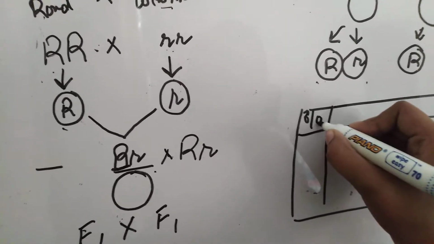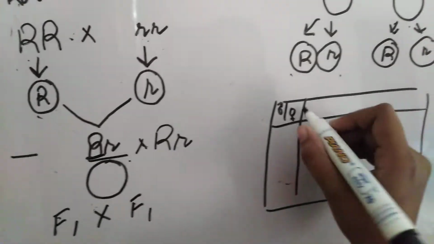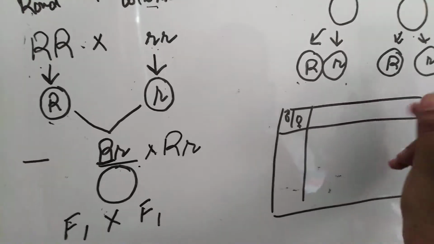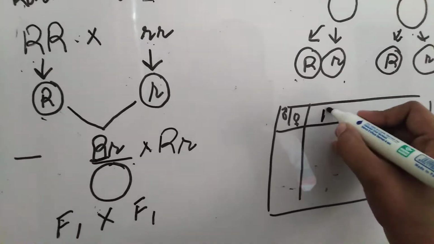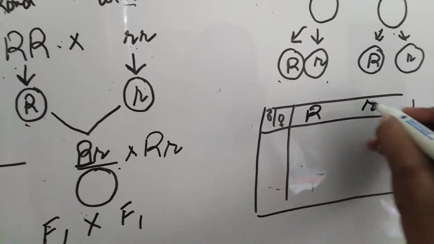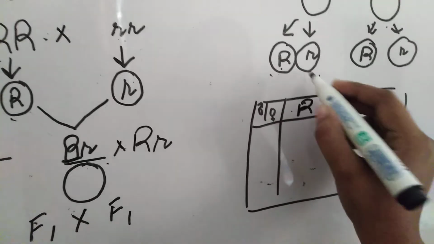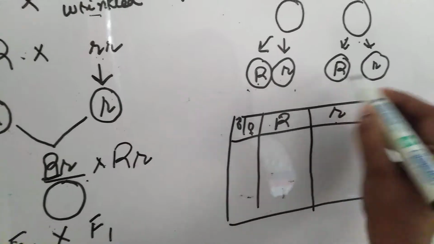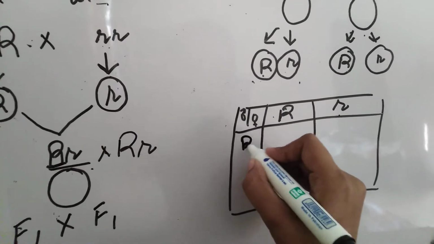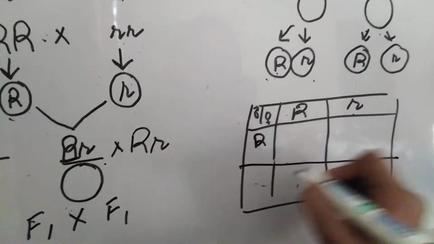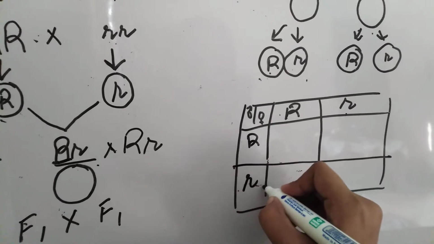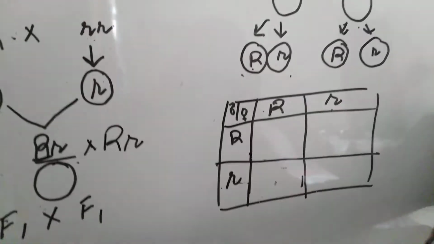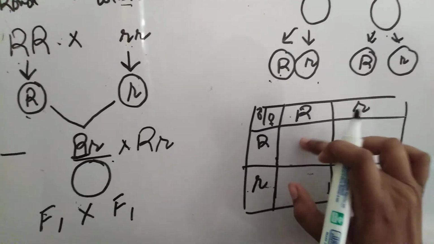This is also a checkerboard or Punnett square. We have taken one male and one female. One will be on the x-axis and the other on the y-axis. I have put these here and these here. Clear? Put it in the vertical column. R.